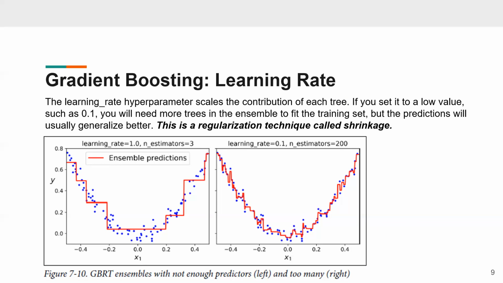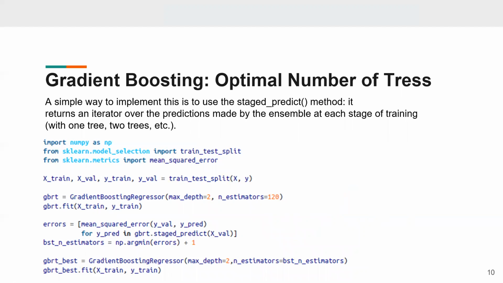So the question becomes, what would be the best optimal number of estimators, or number of trees, that we could have in a gradient boosting algorithm scenario? Now we want to figure out the optimal number of trees. A simple way to implement this is to use the staged_predict method. It returns an iterator over the predictions made by the ensemble at each stage of training, with 1 tree, 2 trees, etc. So you can just take a look at this.